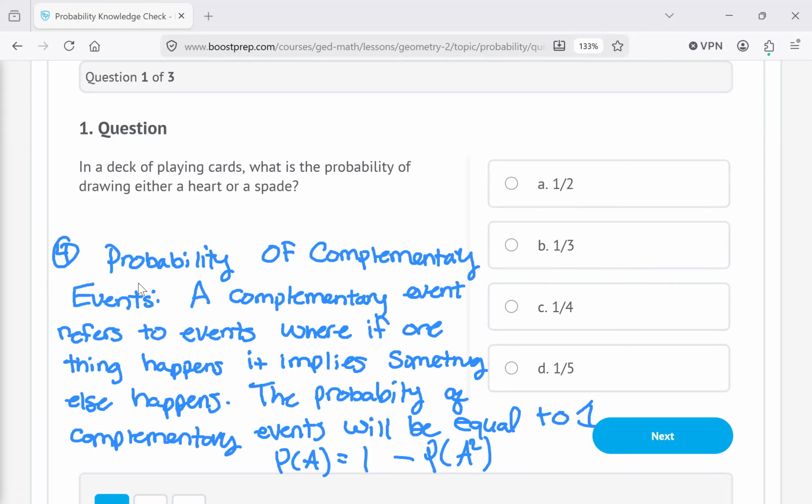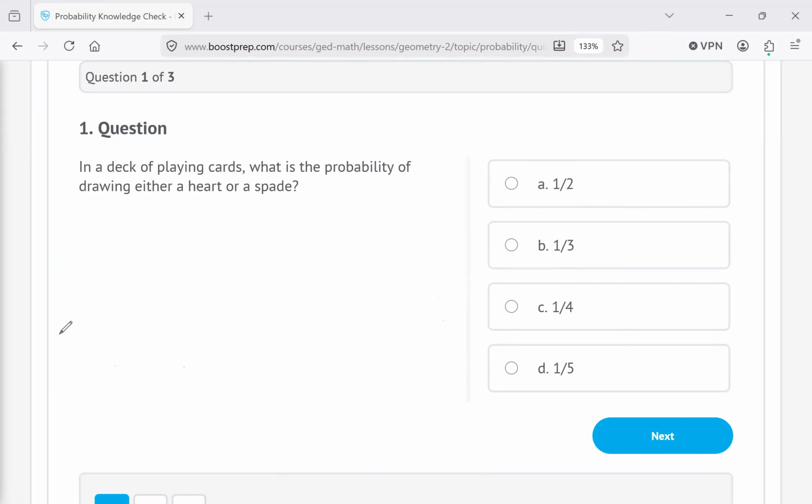So I'm going to clear and I'm going to start with question one. Question one says, in a deck of playing cards, what is the probability of drawing either a heart or a spade? So this one, you're going to use the first formula. Don't be fooled. It's the first formula.